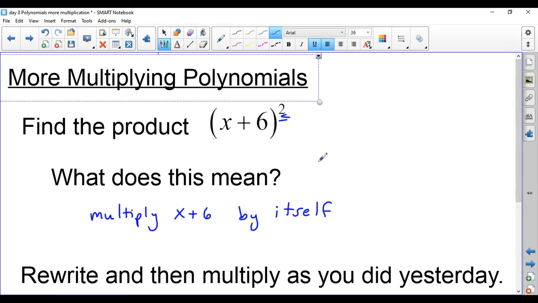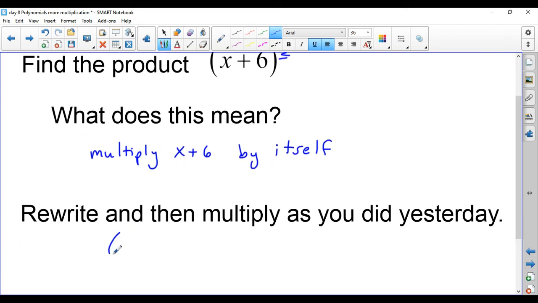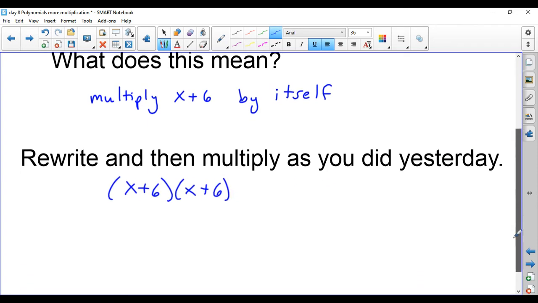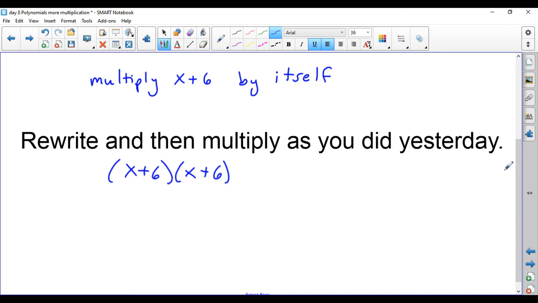So what we're going to do is if we're given x plus 6 squared, we're going to rewrite it as x plus 6 times x plus 6. We're going to multiply it by itself. And then we're going to multiply like we did yesterday. And again, it's up to you which method you choose.